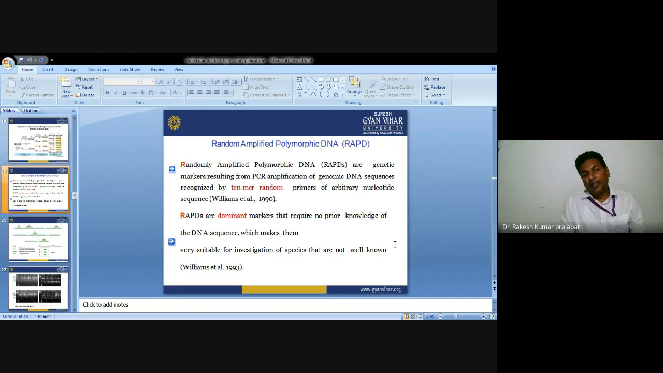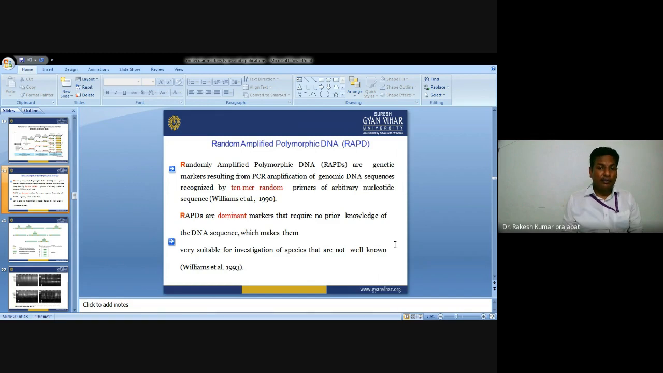Randomly we are amplifying. We do not have any fixed sequence, so we randomly design the primer. That primer acts as both forward and reverse primer, the same primer with an arbitrary nucleotide sequence. It will randomly amplify the region. RAPD markers are dominant markers that require no prior knowledge of any DNA sequence, which makes them very suitable for the investigation of species that are not well known.